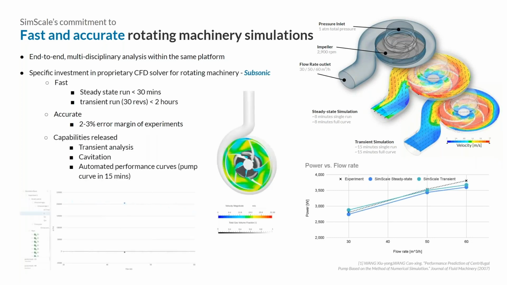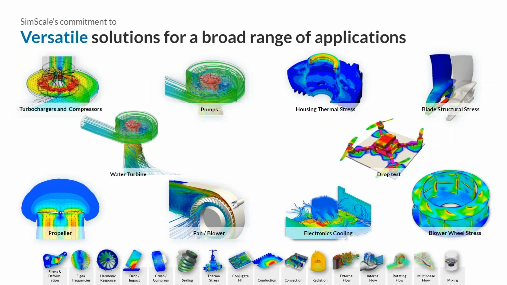Some of the capabilities that we have released include transient analysis and automated performance curves. This is something that we had covered in our previous webinar. And we have also recently released cavitation, which I will touch upon a little bit in the following slides. Staying true to our commitment to versatile solutions, we are developing this tool to be able to address different types of physics, a wide range of applications across the rotating machinery industry. And here are some of the examples that you can see of the simulations that are possible within SimScale.